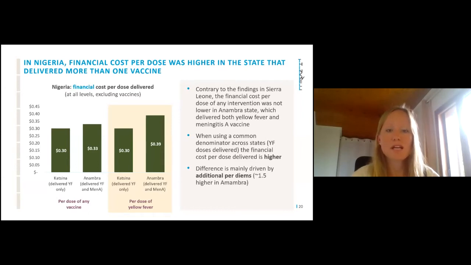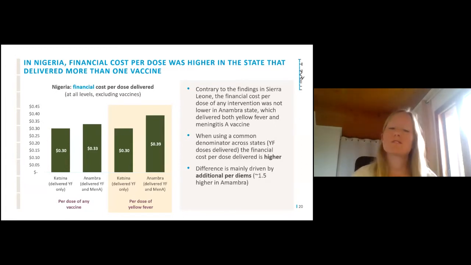So when looking at the cost more closely, what we saw is that Anambra actually spent more on per diems per dose delivered than Katsina did. And so these are really just our preliminary results. We really just produced them. So we'll still have to do a bit more digging to better understand why the co-delivery state paid higher per diems and what those were for exactly.